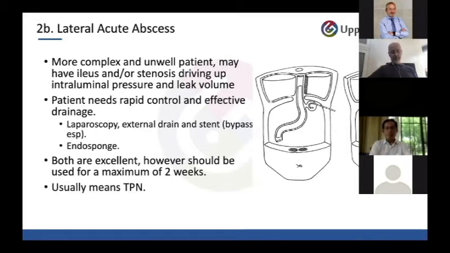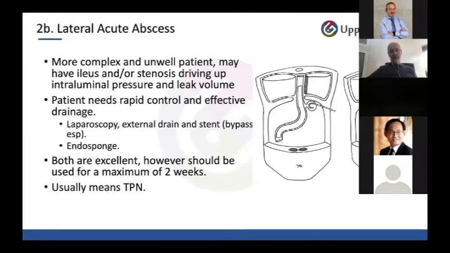So these patients, I'll do a laparoscopy and place an external drain, but I'll also pass a fully covered stent to cover the defect, and I'll suture the stent in position so it doesn't migrate. Or the alternate is an endosponge placed endoscopically for somebody presenting a little bit later. Both of these are excellent. However, I think you should terminate the endosponge or remove the stent after about 2 weeks. Mostly these patients need TPN and they're stuck in hospital and the stents are uncomfortable.